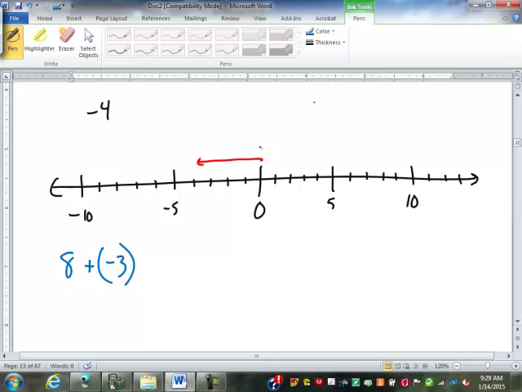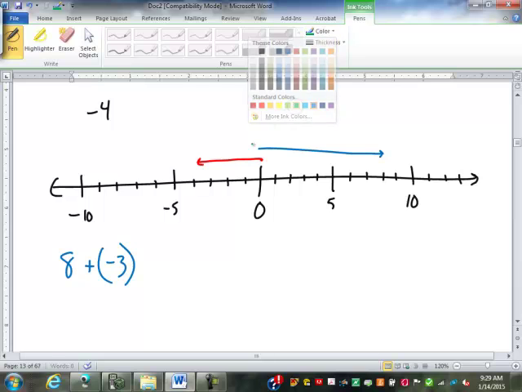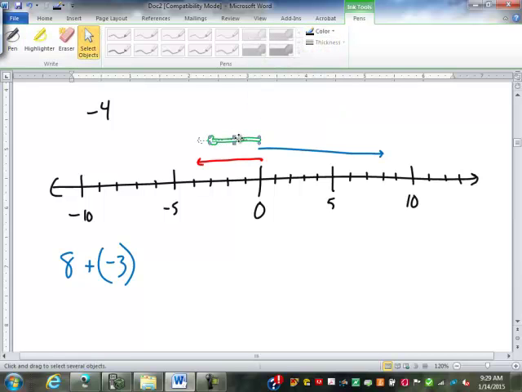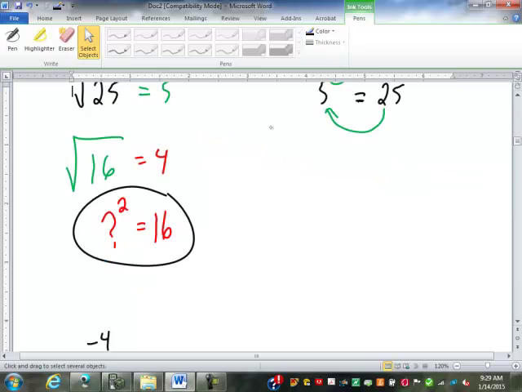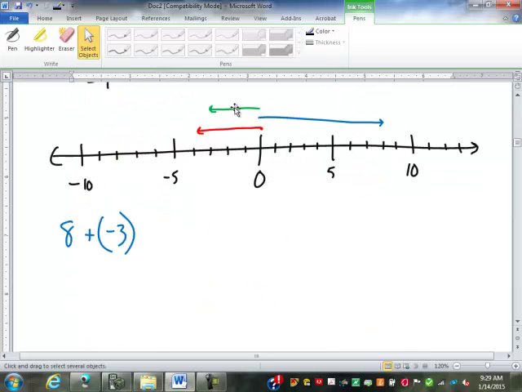8 plus a -3. Well, I have 8. Looks like that. Oops, careful. Trim that back. 8's going to look like that. -3 is going to look like that. When I go to combine them with the addition, I move that vector for the 3 over here. Try that again.